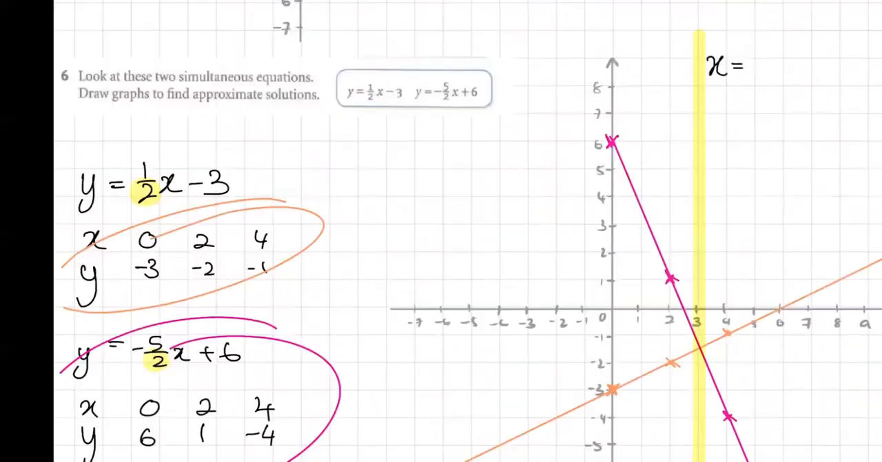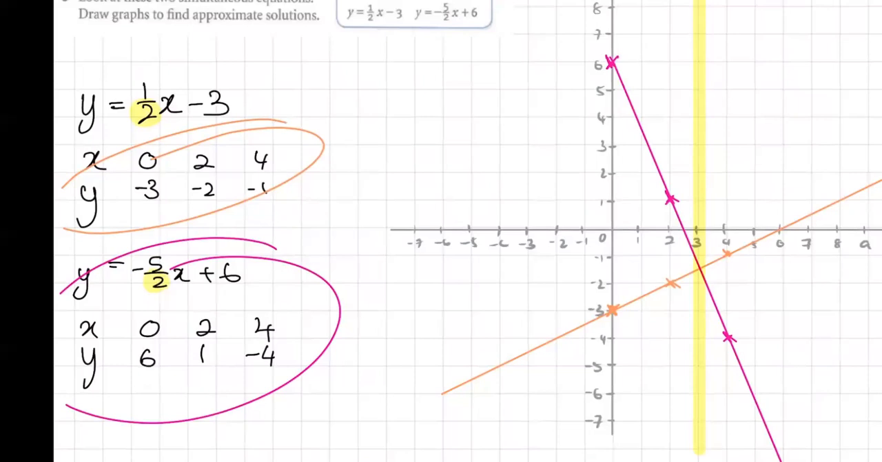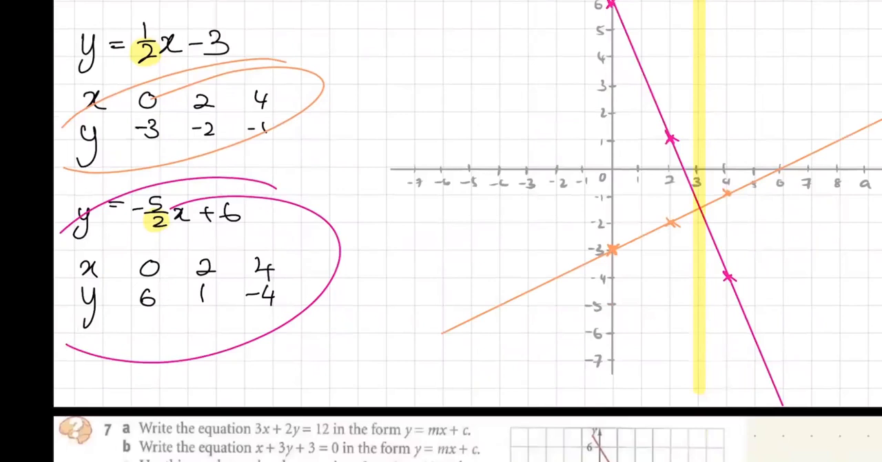Let's look at number 6. Look at these two simultaneous equations. Draw a graph, approximate solution. Okay, we've done this already. Means you draw your graph, you should be able to do it as long as you see the denominator is 2. You try your best to give multiples of 2 instead of just doing 1, 2, 3, 4.